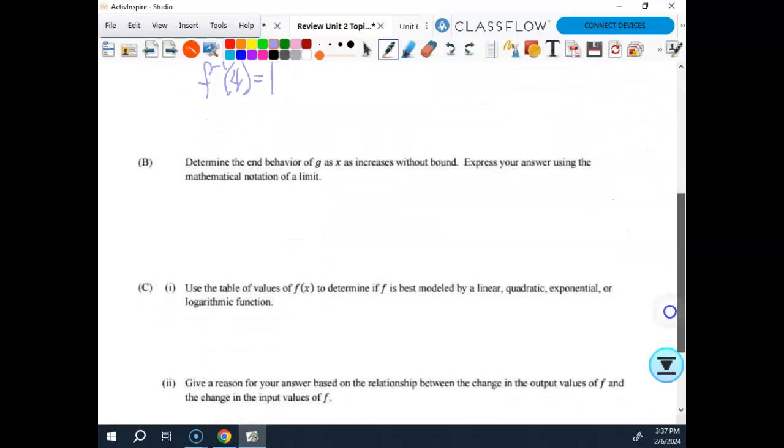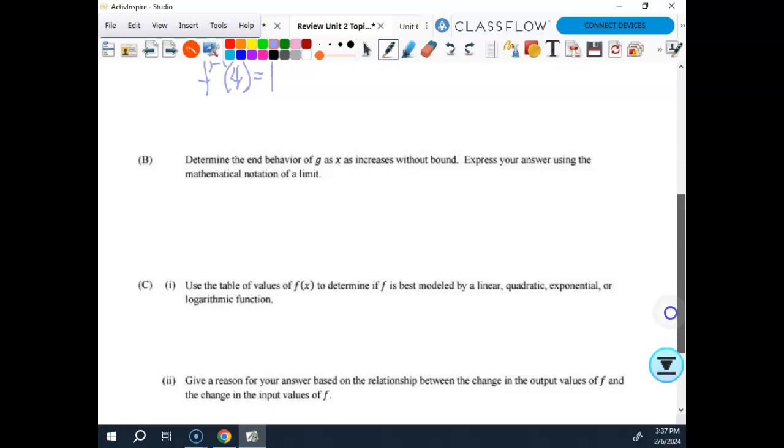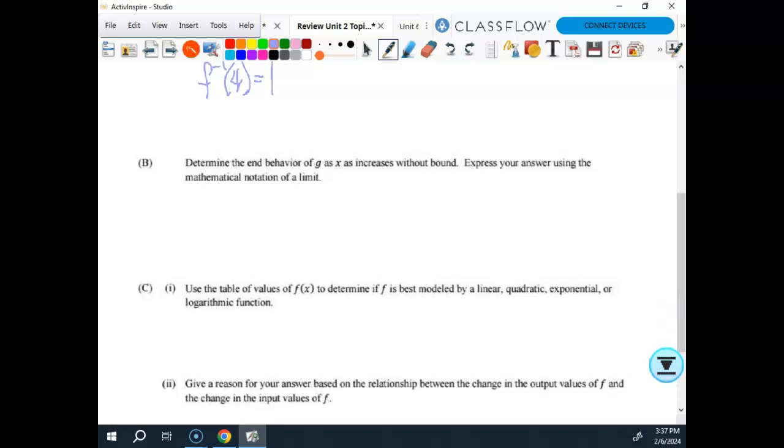Okay, so determine the end behavior of g as x increases without bound. Express your answer using the mathematical notation of a limit. So this time it just says the end behavior. It doesn't say, oh no, it does again. Oh, look at that, as x increases without bound. Well, helps if I actually read the question. Apparently I did that one wrong too. Good Lord. But you do need to be able to write both limits. Let me just throw that out there.